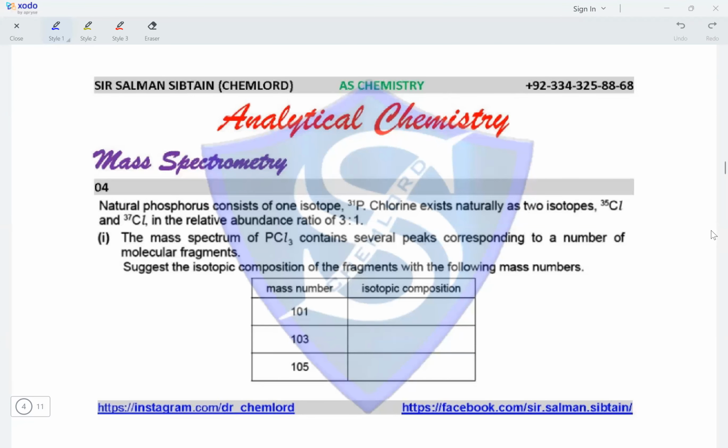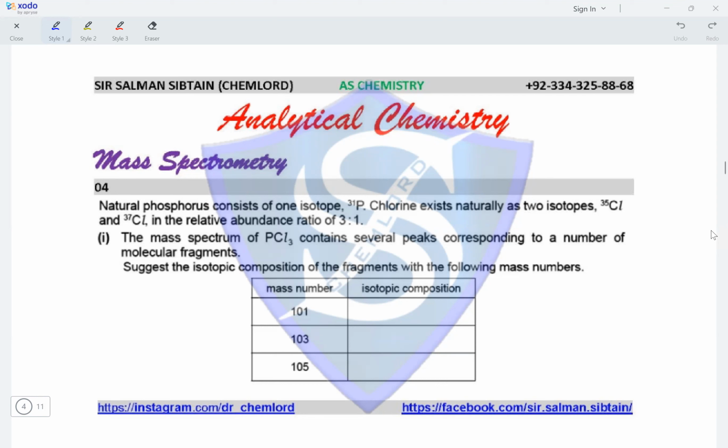Question 4. Natural phosphorus consists of one isotope, P31. Chlorine exists naturally as two isotopes, Cl35 and Cl37, in the relative abundance ratio of 3:1. The mass spectrum of PCl3 contains several peaks corresponding to a number of molecular fragments. Suggest the isotopic composition of the fragments with the following mass numbers.